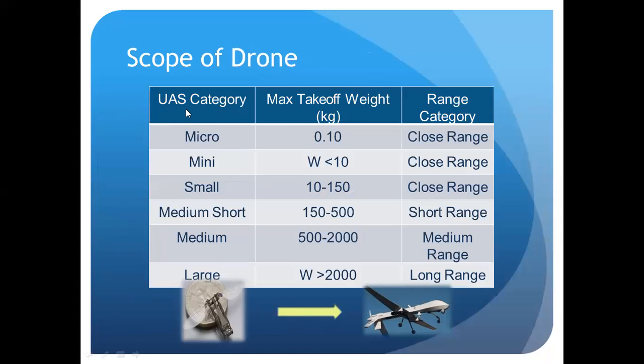Here the category of unmanned aerial systems is micro, mini, small, medium, and large. Here is the maximum takeoff weight. The speed and the lifting capacity of a drone depend upon its weight. The maximum takeoff weight is 0.1 kg. 0.1 kg means 100 gram, only 100 gram weight of the drone. Then the range category is close range, which means we can use it only nearby.